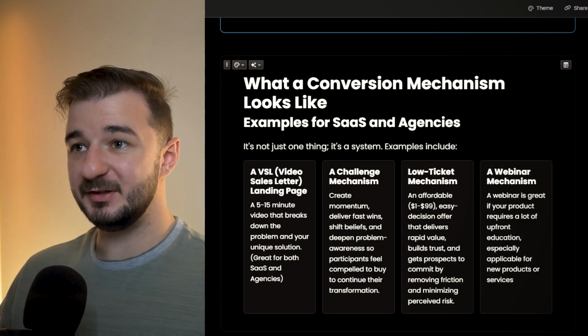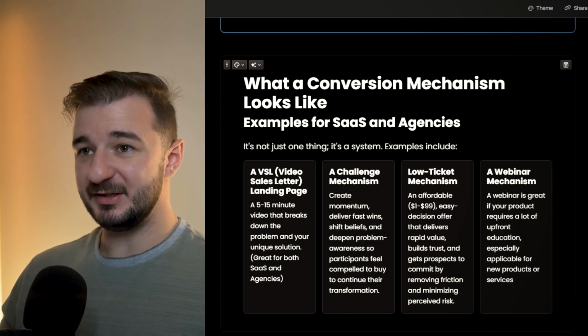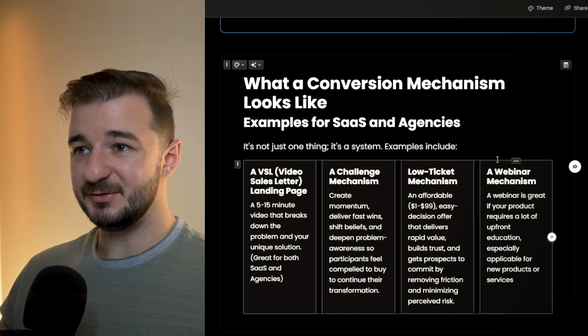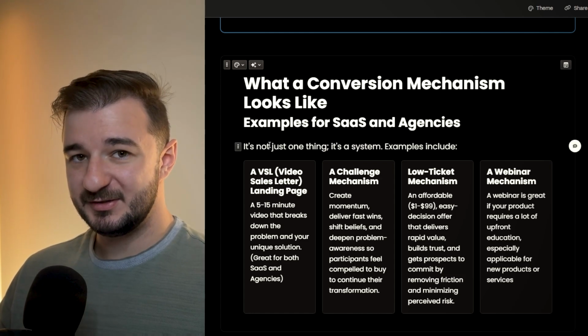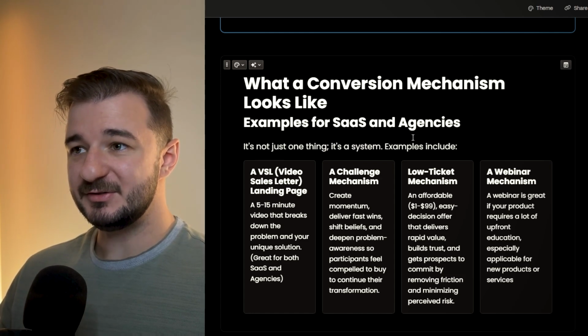Now, you might be wondering what a conversion mechanism looks like. So I'm going to give you here 4 examples that I generally use for B2B SaaS and agencies. This also works for B2C companies, by the way. It's not only for B2B.